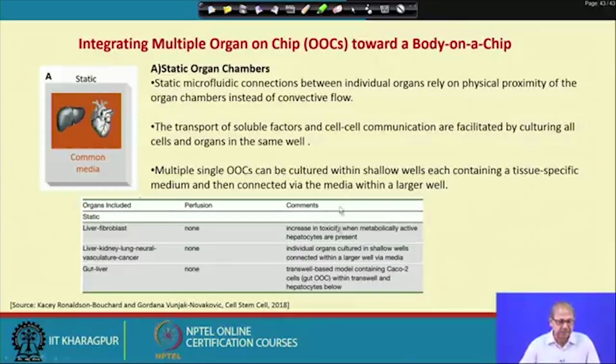In that way, some of the examples are liver fibroblast, where there is no perfusion, with increased toxicity when the metabolic activity of hepatocytes is present; liver, kidney, lung, neuronal, vasculature and cancer, which means at least 4 or 5 organ on chips together. Then gut liver in a transwell based model containing CACO2 cells with transwell and hepatocytes.